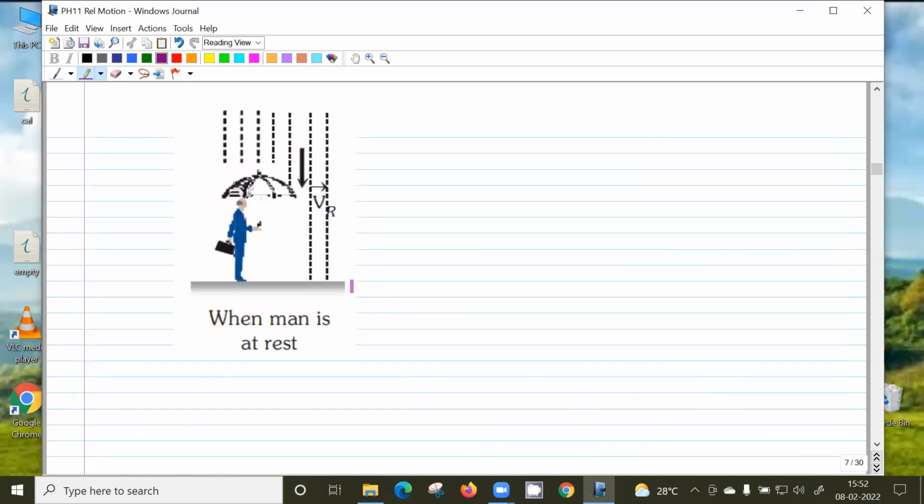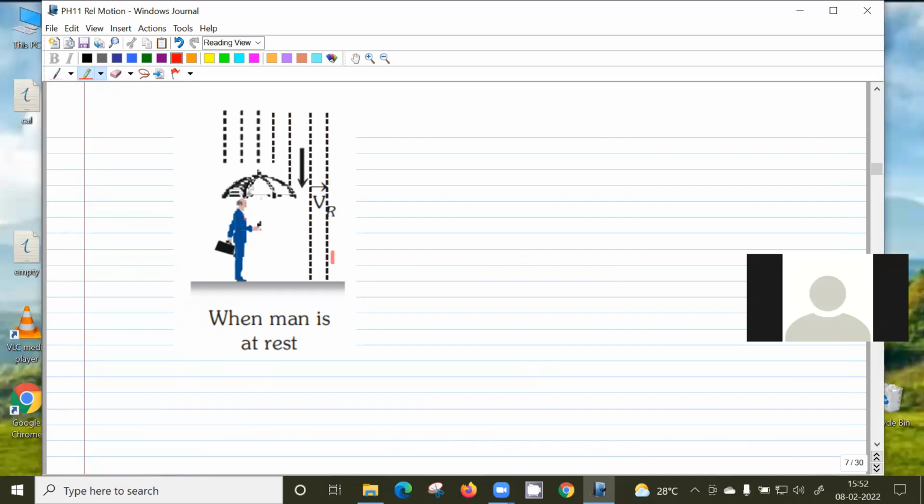Okay, so this is a rain-man problem. By looking at the figure, what can you say about the man? He's at rest, no? Okay, so the rain is falling vertically downwards. Why is it falling vertically downwards? There's no wind now, and it's falling because of gravity. Just gravity, there is no wind.